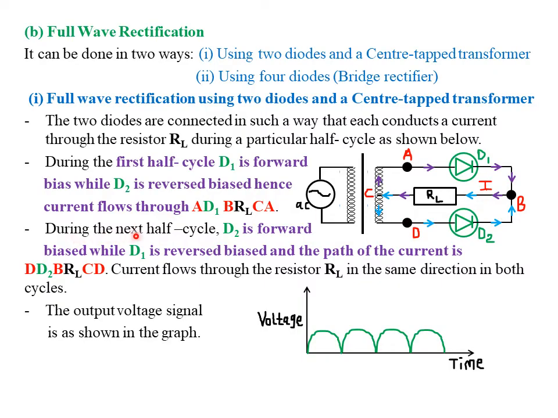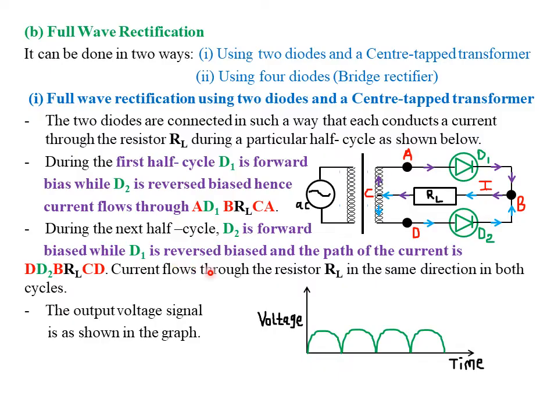Therefore, during the next half cycle, the diode D2 is forward biased, whereas D1 is reverse biased. Therefore, the path of the current is from point D through the diode D2, then through point B, through the resistor load RL, through point C, then back to the starting point, which was our point D. So the direction of flow of current is from D, D2, B, RL, C, then back to the starting point, point D.